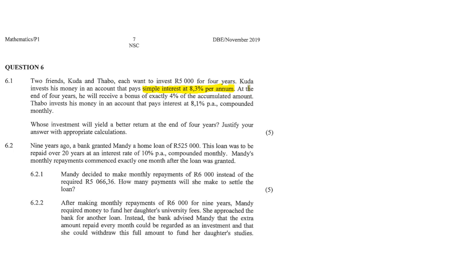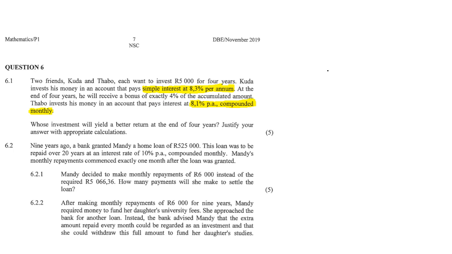Now, Tabo, on the other hand, invests his money in an account that pays interest at 8.1% compounded monthly. So now we obviously know that because Tabo is getting compound interest, he's going to accumulate money much faster than what Kuda is. But Kuda does have that extra bonus, so we never know. It's all going to come down to calculation. The question is very simple and quite obvious: whose investment will yield better returns at the end of the 4 years? And obviously you need to justify your answer with an appropriate calculation.